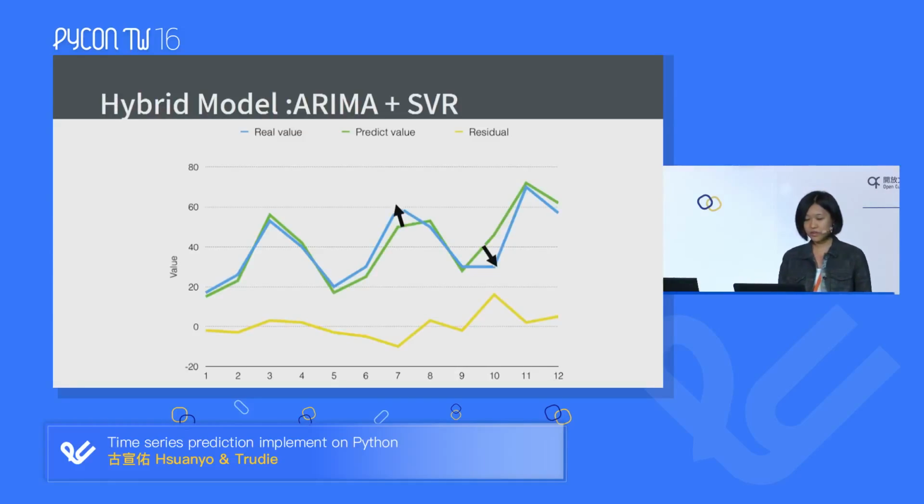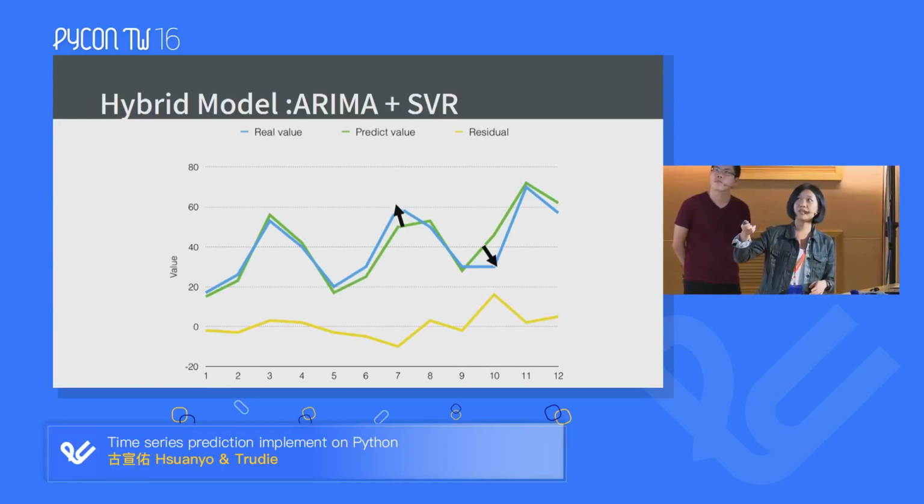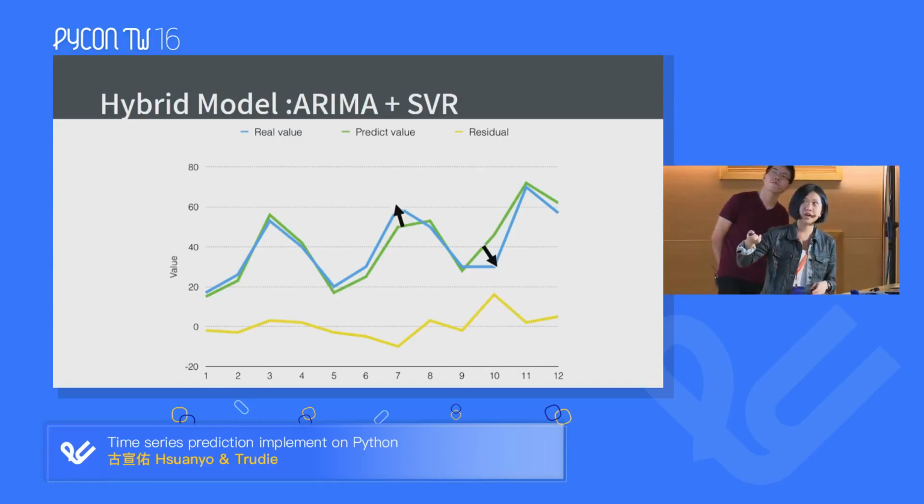To put it simply, ARIMA is responsible for the linear part, and SVR is responsible for the residual part. ARIMA for the linear part is like capturing the whole picture, and SVR is responsible for tuning the detail. You can see this is ARIMA for the whole picture and SVR for the detail part, tuning the model.